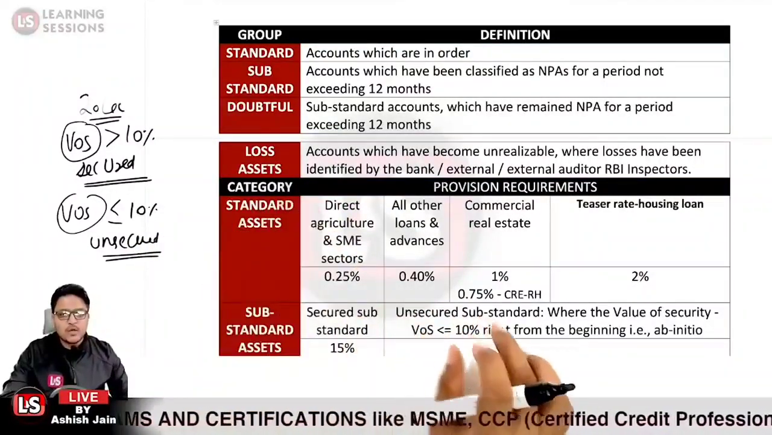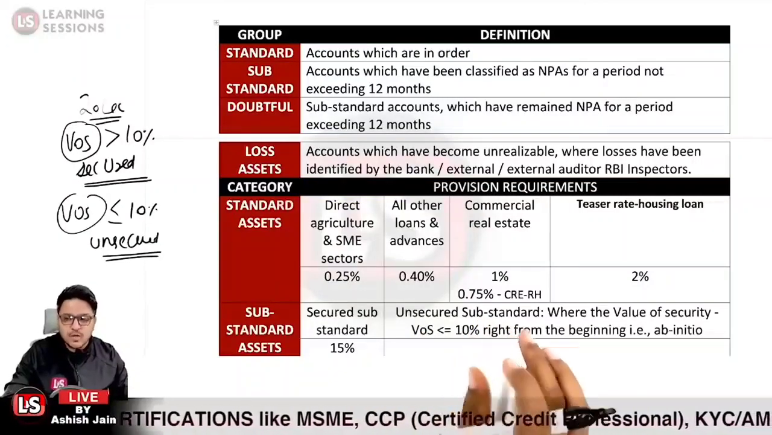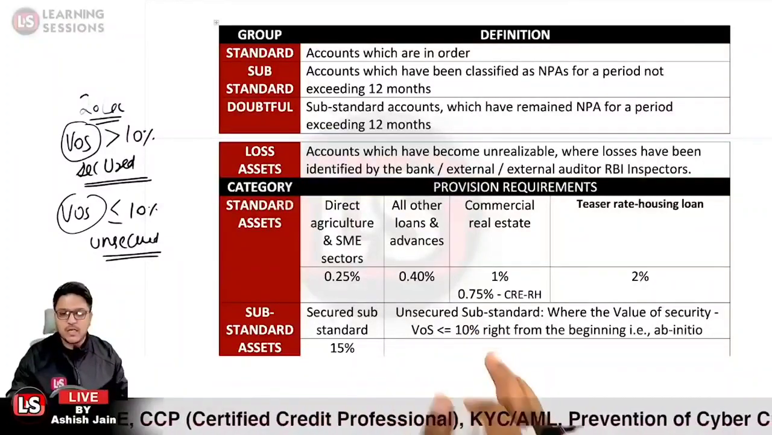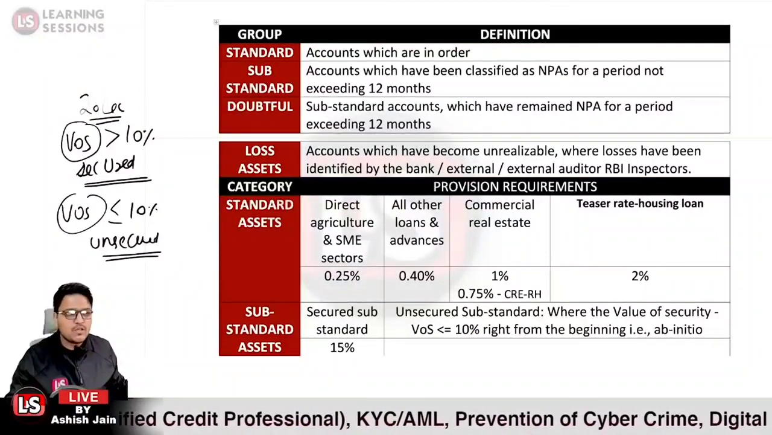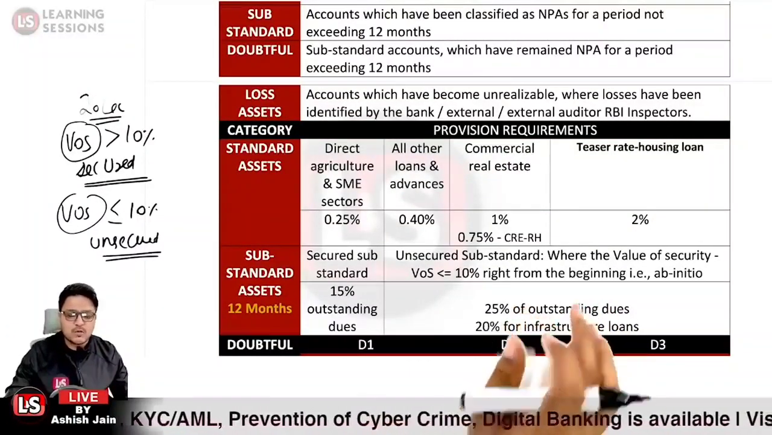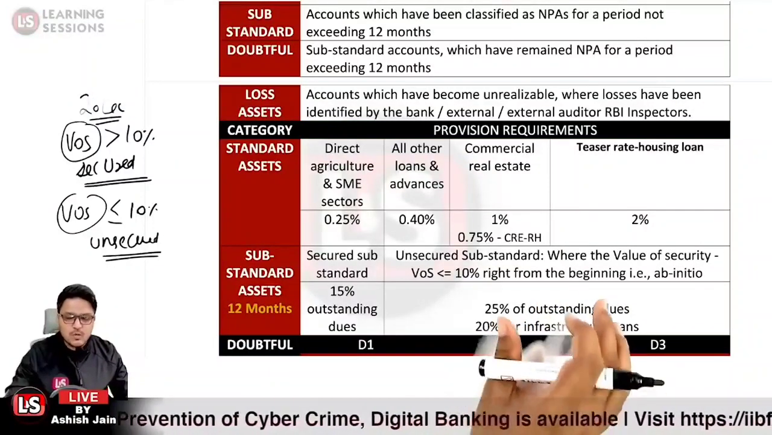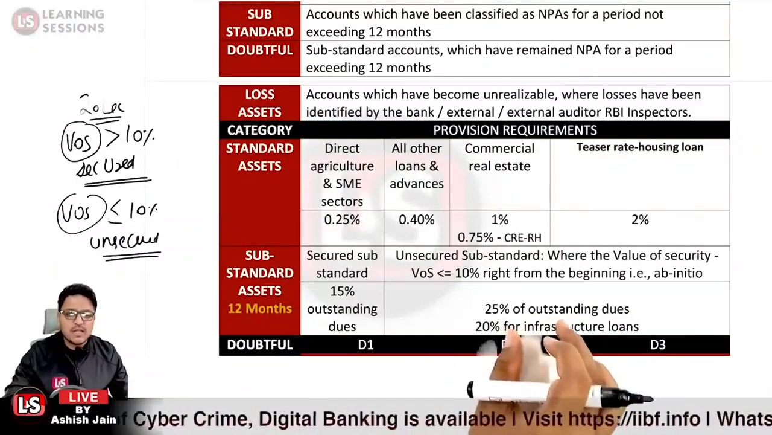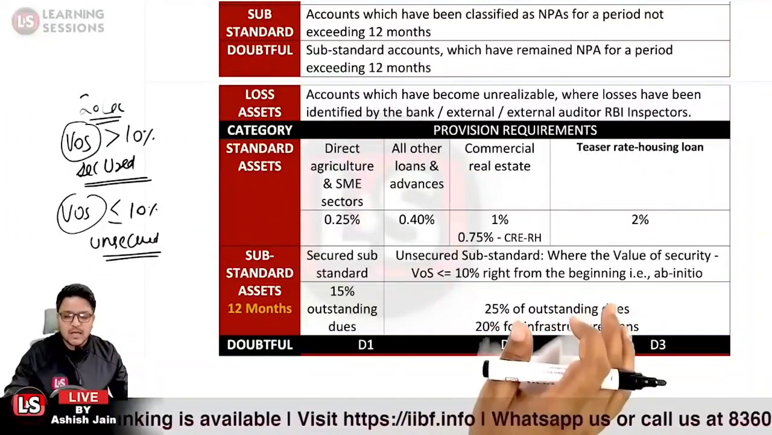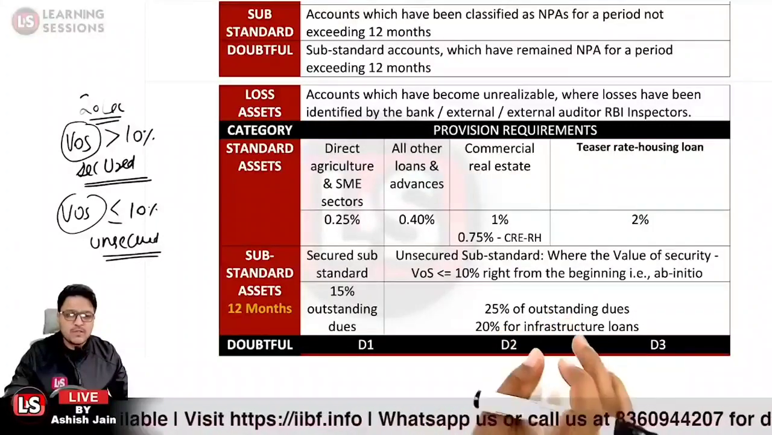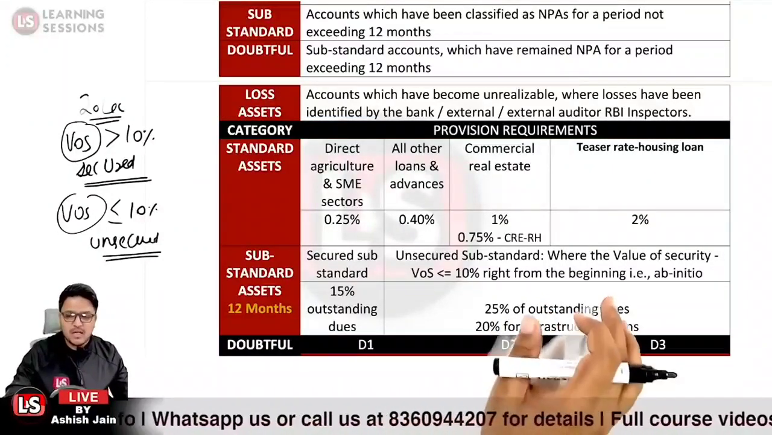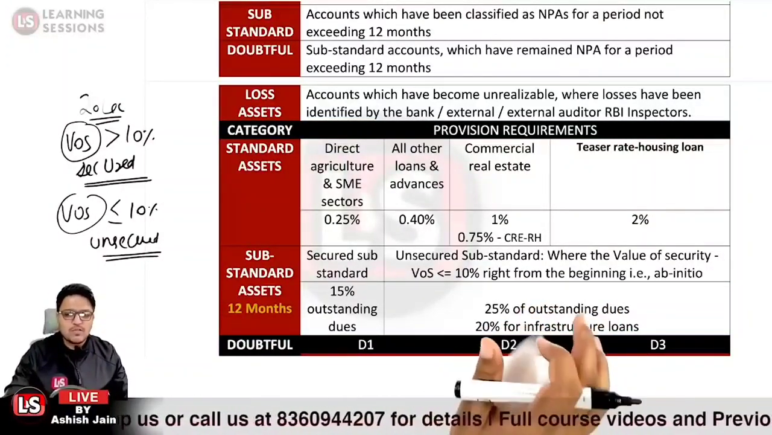Okay. Now for the secured substandard loan account, 15% of the provision is to be maintained. And for the unsecured substandard loan account, 25% of the outstanding balance is to be provided for. And further, if the loan account is related to infrastructure loan, in that case 20% of the provision is to be created.